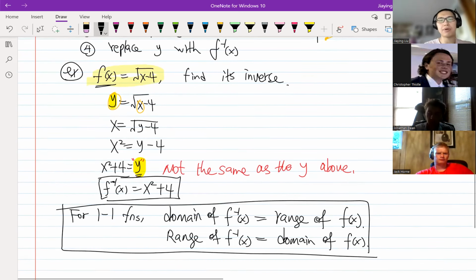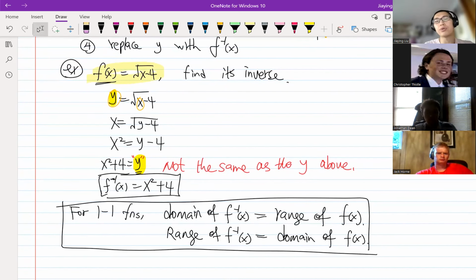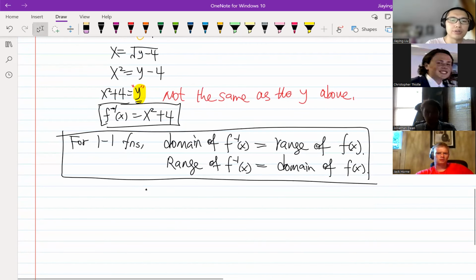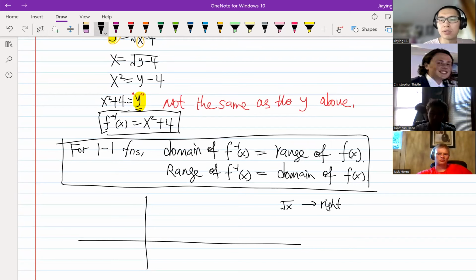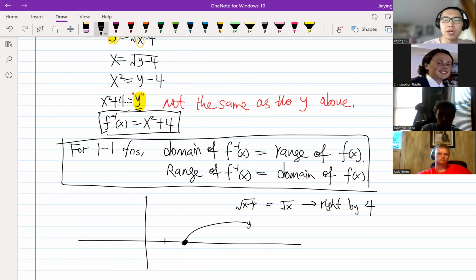So for example, in this problem we were given the square root of x minus 4. The square root of x minus 4 is the square root of x shifted to the right by 4 units. So that's how we end up with square root of x minus 4. So 4 is here, and the square root of x looks like this. So that's the y equals square root of x minus 4 function. And the inverse of this, it says, is x squared plus 4.